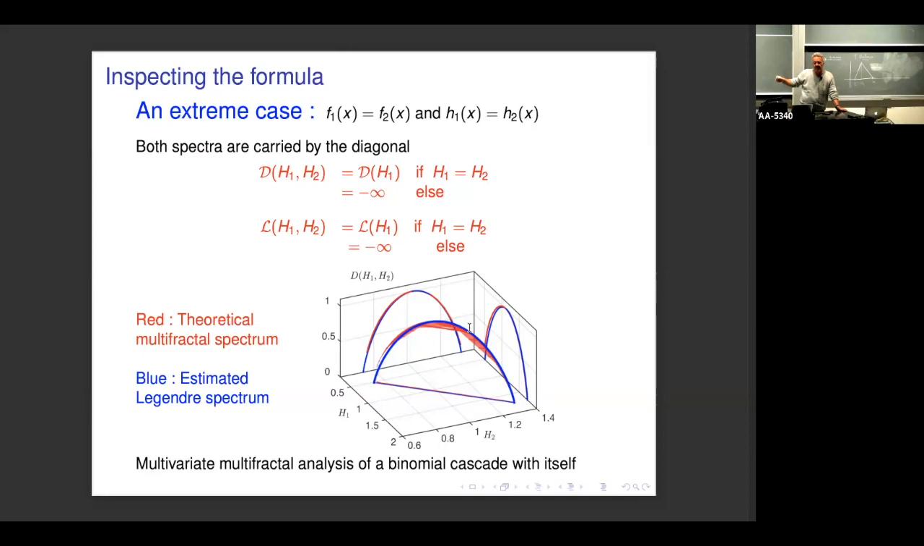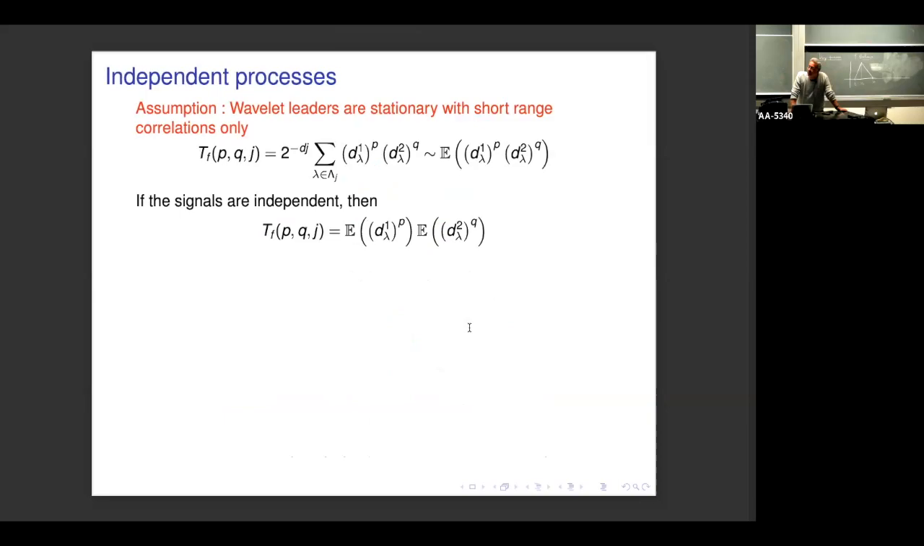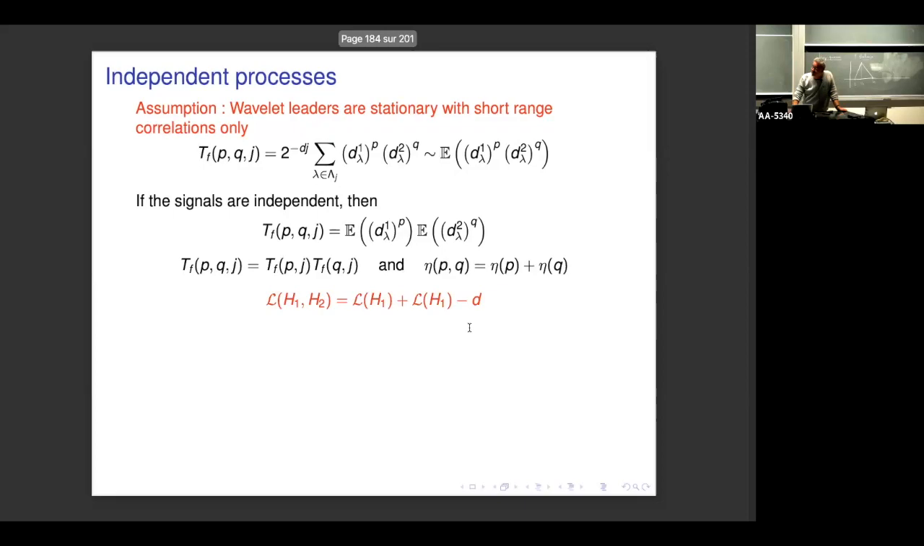Now, if we have independent stochastic processes, you can also make a little computation using the independence. You have a formula for the scaling function, and you have a beautiful formula which tells you that the scaling function is the sum of the scaling functions of the two processes. So that means that if you take the Legendre transform, you have the formula in red for the Legendre transform, and that's very interesting because it's the first formula you would guess.